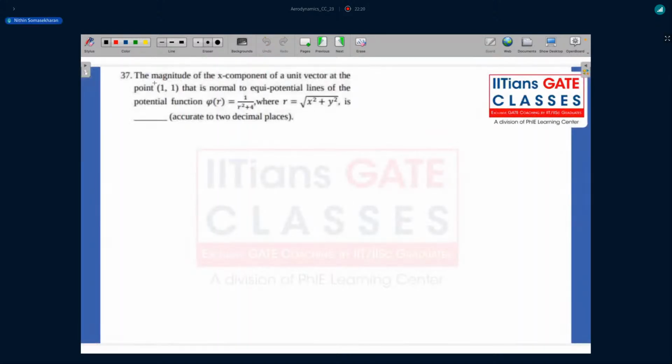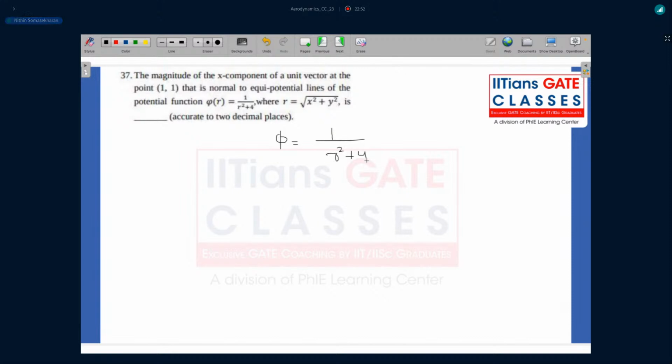Let's look at this problem. The magnitude of the x component of a unit vector at the point (1, 1) that is normal to equipotential lines of the potential function phi equals 1 by r square plus 4, where r is root of x square plus y square, is an interesting problem. So what they're telling us is that you have some equipotential lines given by phi equals 1 by r square plus 4.